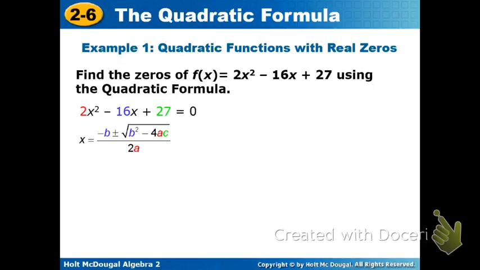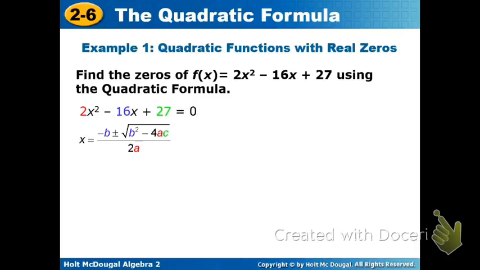So it says find the zeros of f of x, or the function of 2x squared minus 16x plus 27 using the quadratic formula. Alrighty, so right away we have to first note, is it in standard form? Yes, there's no parentheses, everything's on the same side. We are good to roll here.